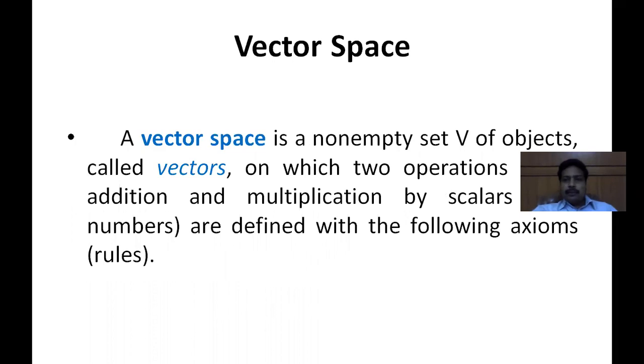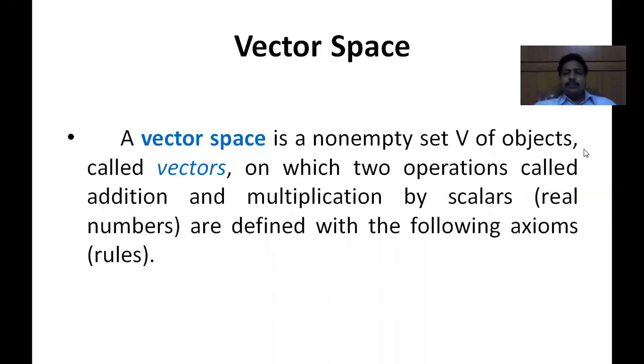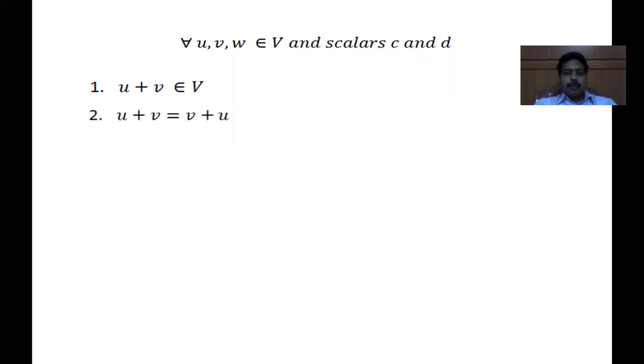We have already seen the definition of vector space, but for convenience, let us recap it again. A vector space is a non-empty set V of objects called vectors, on which two operations called vector addition and scalar multiplication are defined with some axioms, 10 axioms. Those 10 axioms are: for all u, v, w belonging to V and scalars C and D, u plus v belongs to V. This is the closure property. And u plus v is equal to v plus u. This is the commutative property. And u plus v plus w is equal to u plus v plus w, the associative property.